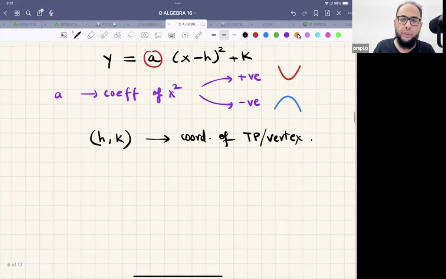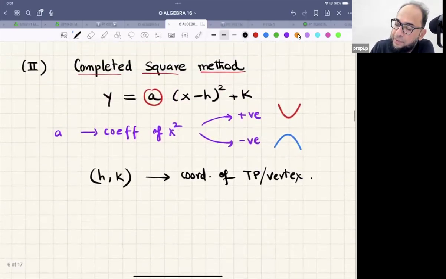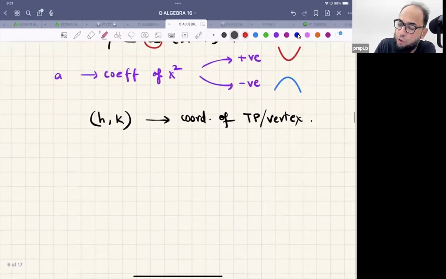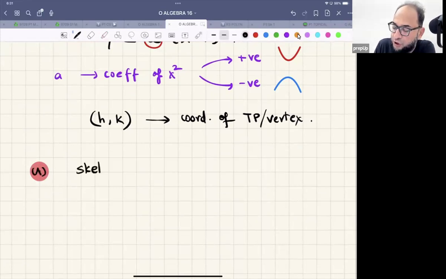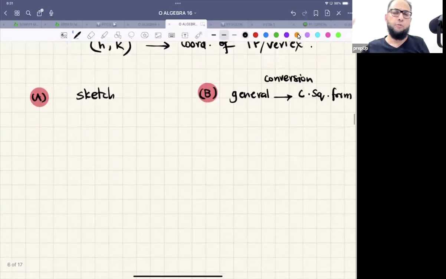Now there are two things over here that we need to take care of. That is, in completed square form, there are two things that need to be taken care of. Part A, that is the sketch itself, and then part B, that is the conversion from the general form to the completed square form. We have to learn how to do the conversion. Now any one of them could be the first part.